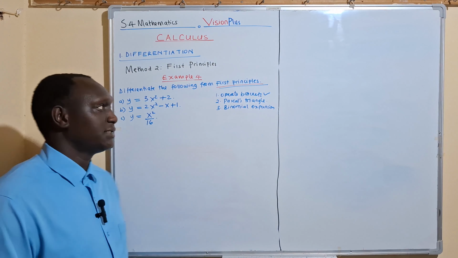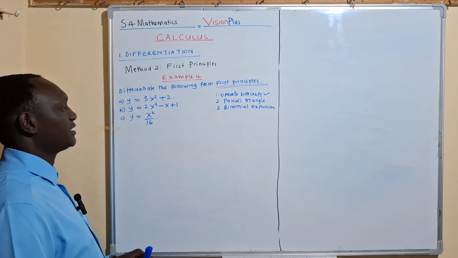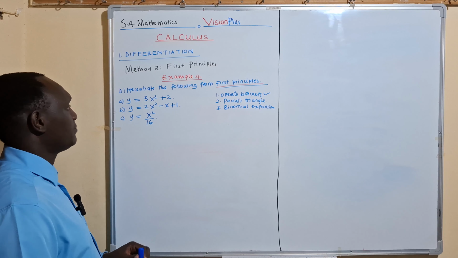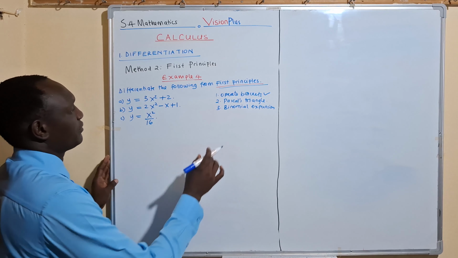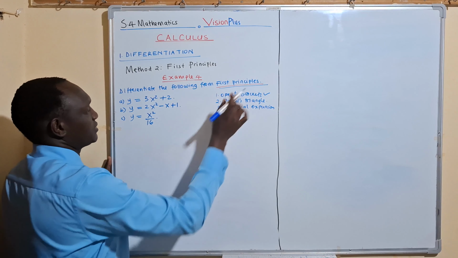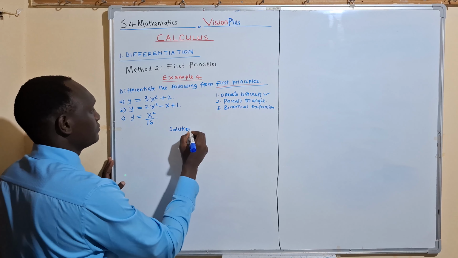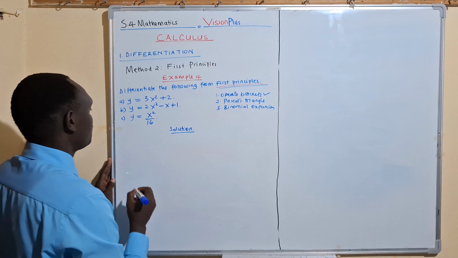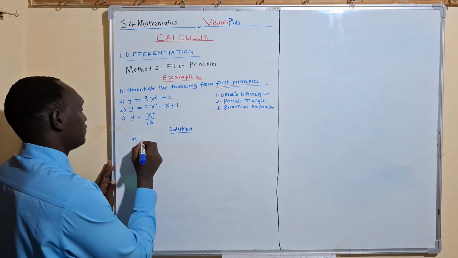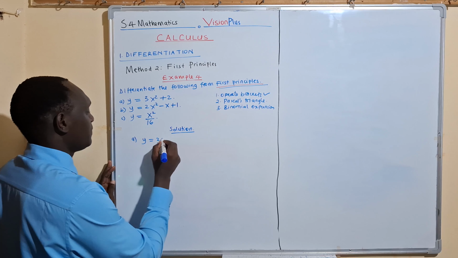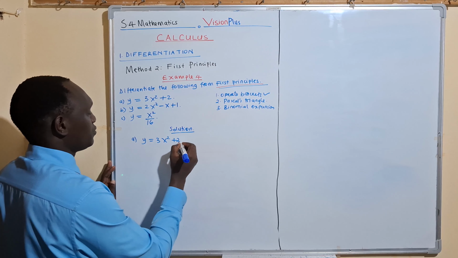We are looking at differentiation from first principles. Example 4 says differentiate the following from first principles. So the solution is, part A, we are given y equals 3x squared plus 2.